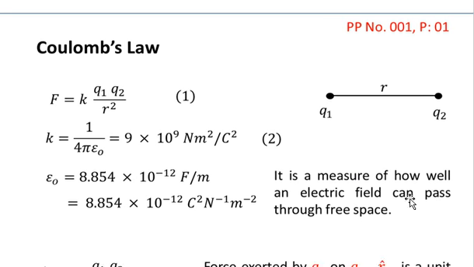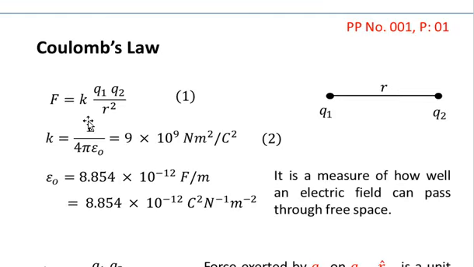So here is the Coulomb law. You see that in the figure I have shown two charges Q1, Q2 separated by a distance r. Then the force between the two charges is given by Coulomb's law, which is given by equation number 1, and it is F is equal to K times Q1 Q2 over r square. Q1 and Q2 are the magnitudes of the two charges and r is the separation between the two charges.